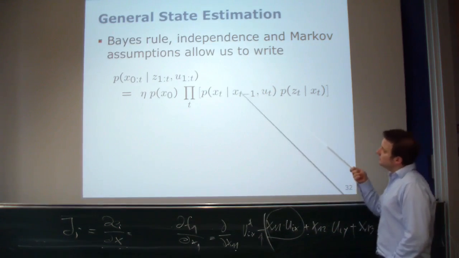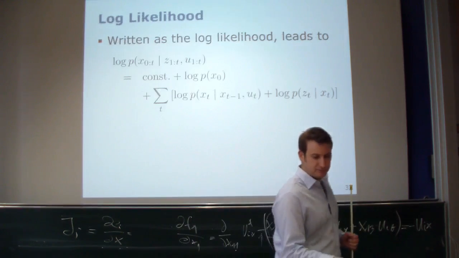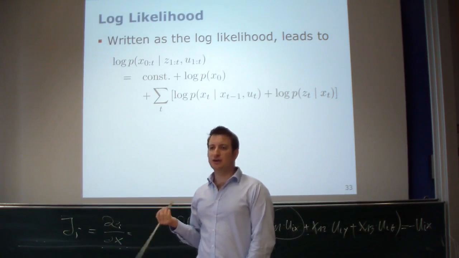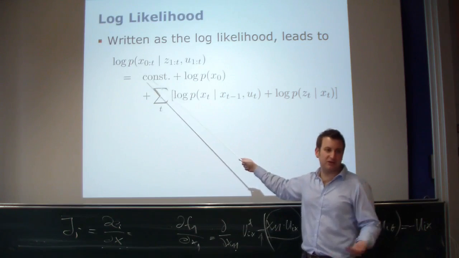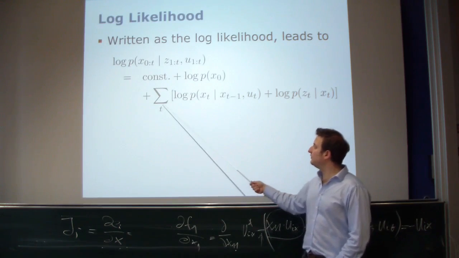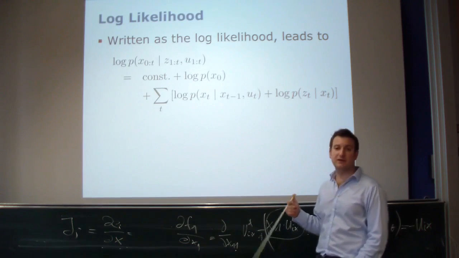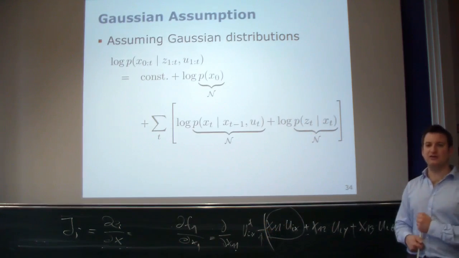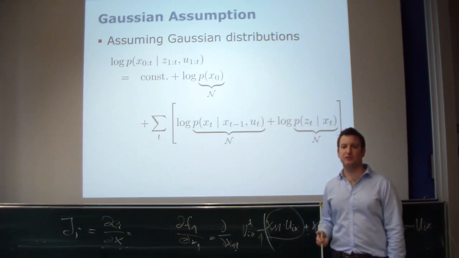Okay, so now let's not consider the probability, let's consider the log likelihood, so just compute the log of that term. If I compute the log, the product turns into a sum. The first term, the normalization constant, is a constant, so it's still a constant if I take the logarithm. I have the logarithm of this prior, and I have the logarithm of the terms in the product, and I have the sum over here. Now let's assume we have Gaussian distributions. Everything is a Gaussian. So this one is a Gaussian, this one is a Gaussian, and this one over here is a Gaussian distribution.